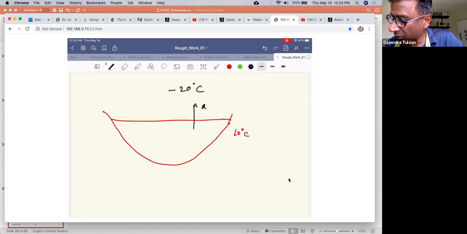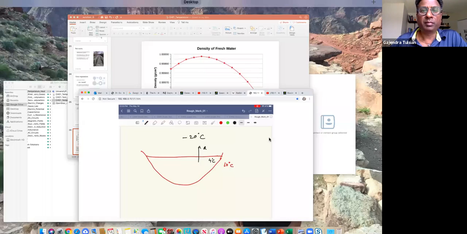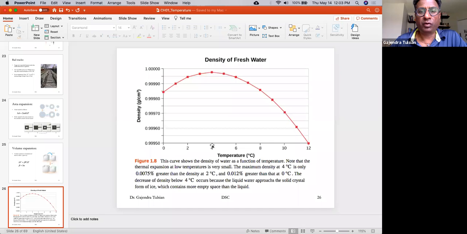So now heat is flowing and the temperature drops. Let's say the water is cooled down to 4 degrees Celsius, and you saw from our graph that at 4 degrees Celsius the water is densest.